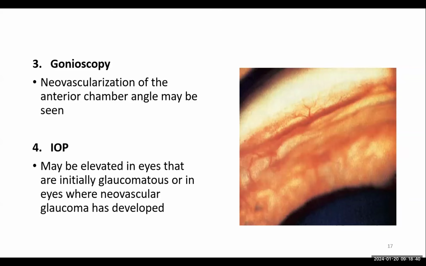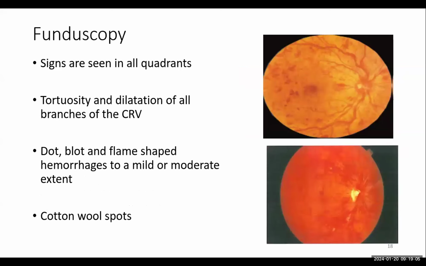Then neovascularization in the angle can develop, or even the retinal vein occlusion itself can lead to neovascularization, which can lead to what we usually refer to as neovascular glaucoma, when there are new blood vessels growing on the trabecular meshwork.